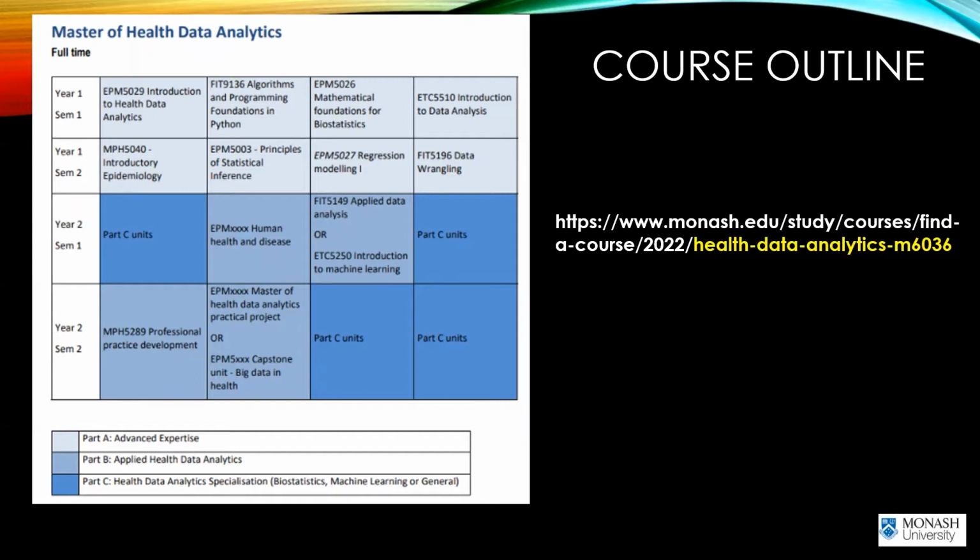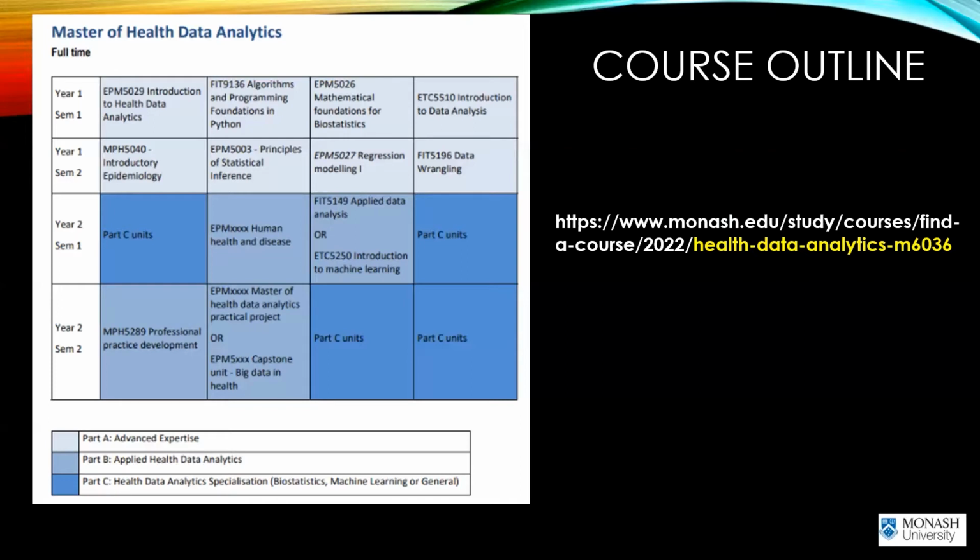So in Part A, there are 8 units, and Jo's essentially covered it, but the specific units are, there's an overall broad introduction to health data analytics, which is going to be a preview of all the health data sources and the various statistical and machine learning methods that are used throughout the course. So this intro course is like an overview of the health data analytics arena.